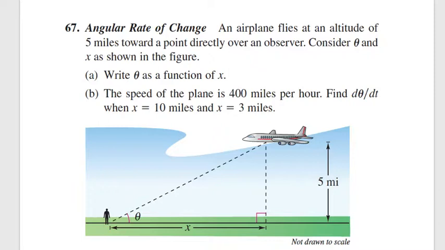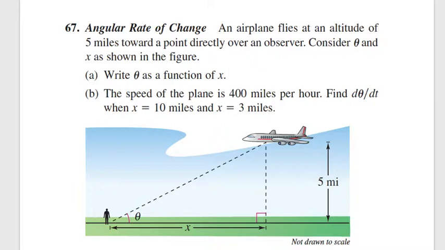An airplane flies at an altitude of 5 miles toward a point directly over an observer. Consider theta and x as shown in the figure. Write theta as a function of x, and then, knowing that the speed of the plane is 400 miles per hour, find d theta dt when x equals 10 miles and x equals 3 miles. We'll only do the x equal 10 miles because then 3 miles is just about the same, but in exchange we'll ask an additional question that's more about thinking.